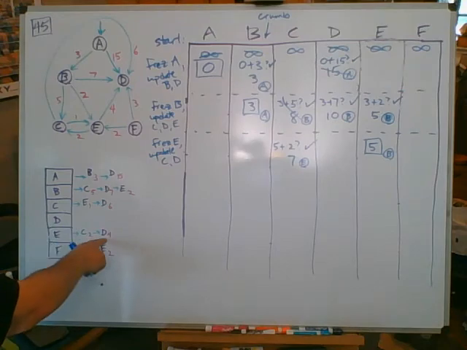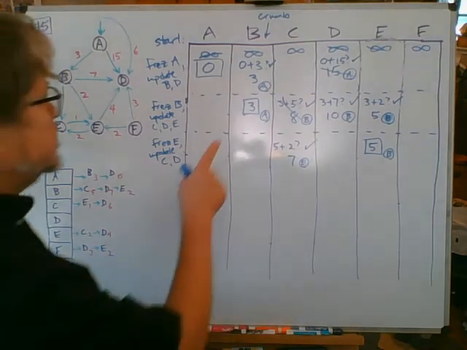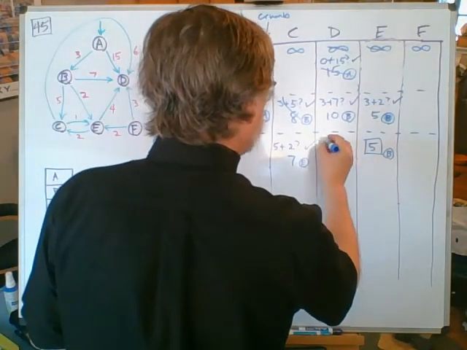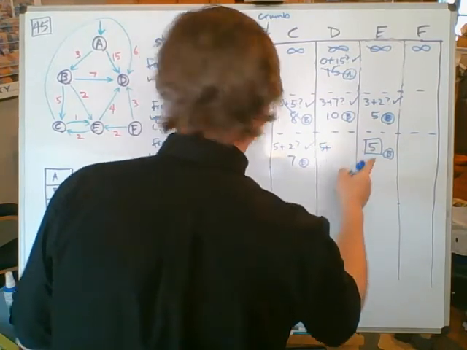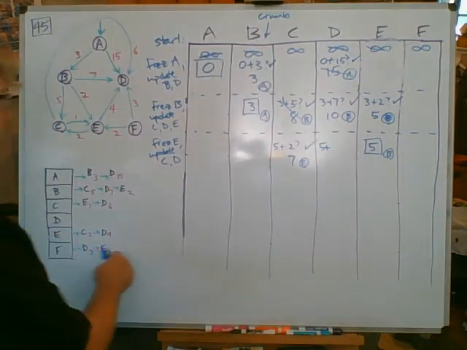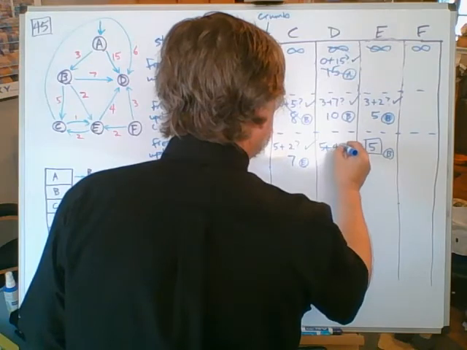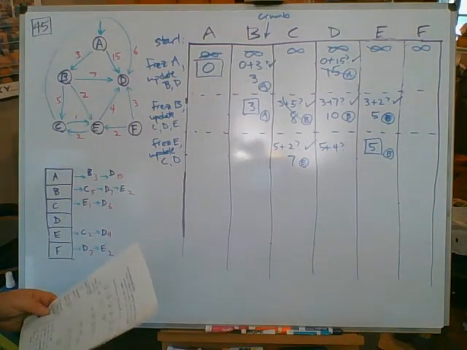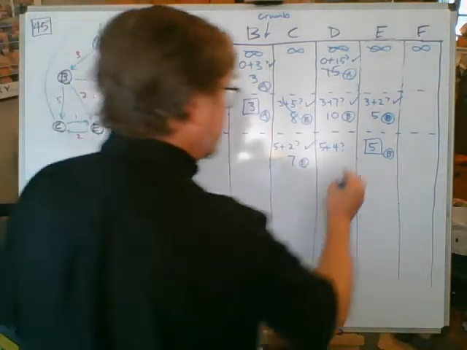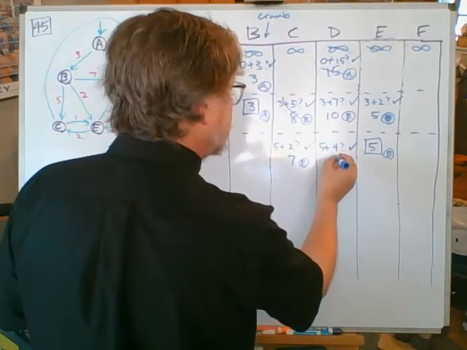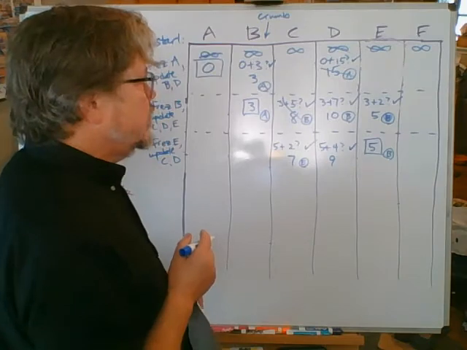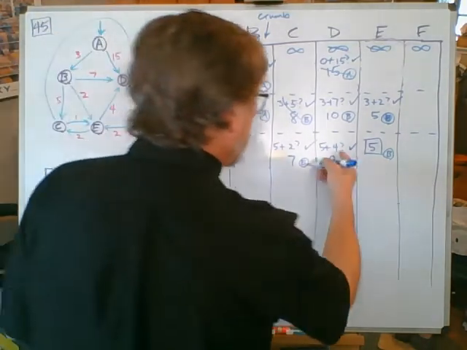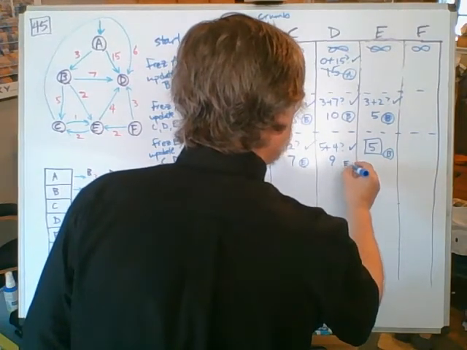From E to D, 5 plus something. E to D, 5 plus 4. How about that, D? You like that? Yes, D likes that. That is 9. That's less than 10. So 9 is now the shortest distance I know to node D from the starting point, with this new updated crumb field of E.